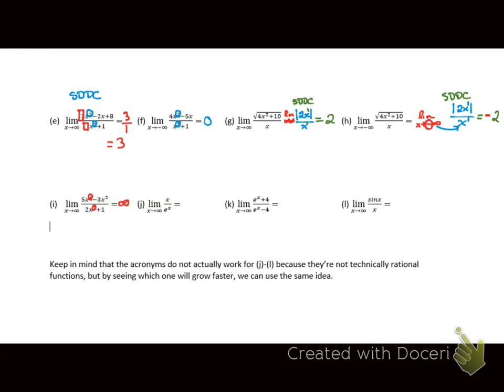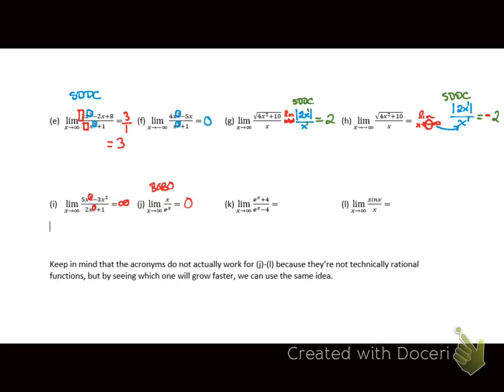Now, for j, k, and l, technically these are not rational functions. A rational function is a ratio of polynomials with whole number exponents. However, we can kind of use the same idea. Which one's growing faster, essentially? Is it growing faster on top, bottom, or are they growing equally? So if you look at j, e to the x always grows faster than x, because it's exponential. If you were to look at that graph, it swoops up very, very quickly, which means it's bigger on bottom, which means the answer is 0.